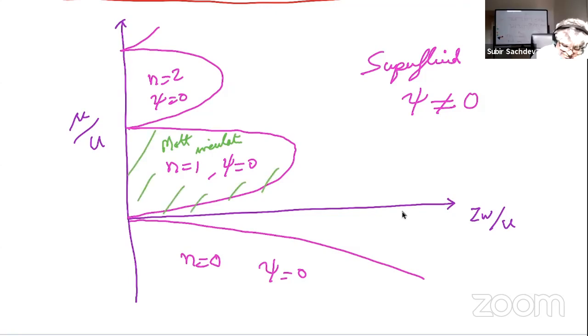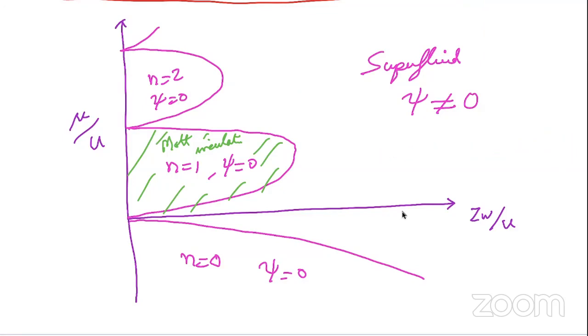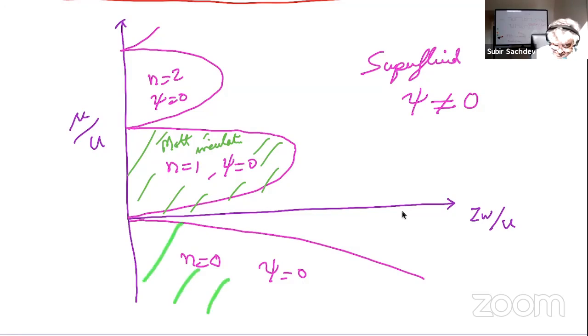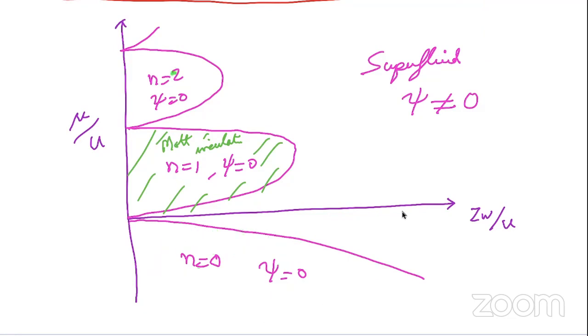And this remains fixed over there. And then this region where psi condenses, where psi is not equal to zero, is smoothly connected to the weak interaction limit where it's a superfluid. And this whole region here is just empty space. There are no bosons at all down here at n equals zero. So here there's 1, here there's 2, and so on.